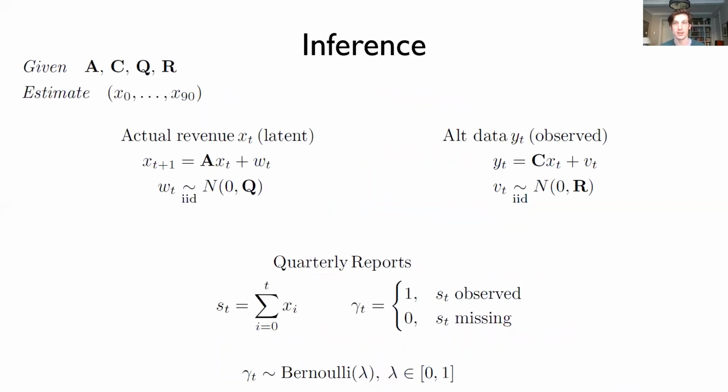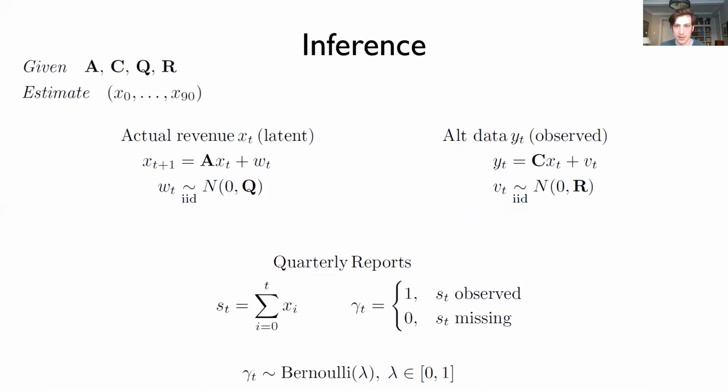Next on inference, the first task was to estimate the system parameters. Now we consider, suppose we know or estimate the system parameters, how do we infer the latent X's or the latent daily revenue? I'm going to skip over this because of time constraints, but we end up using a modified version of the Kalman filter equations.